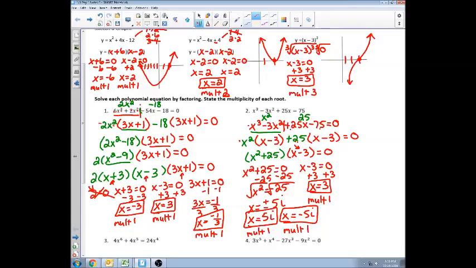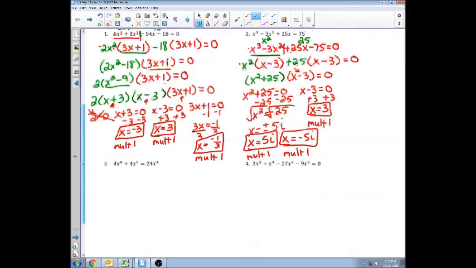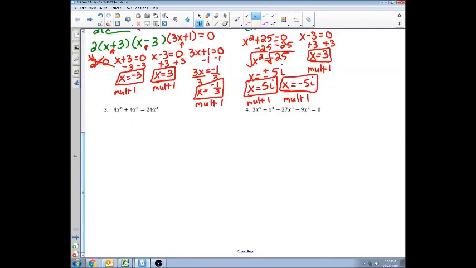Okay? Moving on, down to number 3. I have 4x to the 6th plus 4x to the 5th equals 24x to the 4th. Again, I'm going to start this off by setting it equal to 0. So I'm going to have 4x to the 6th plus 4x to the 5th minus 24x to the 4th, because I had to subtract that in order to set it equal to 0.